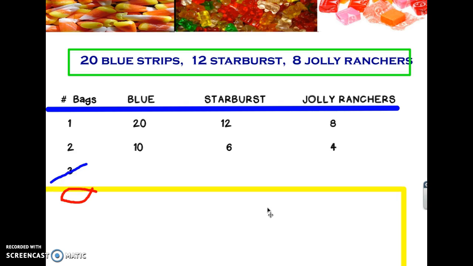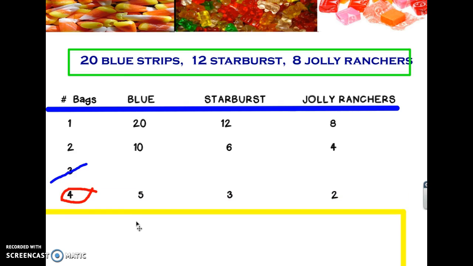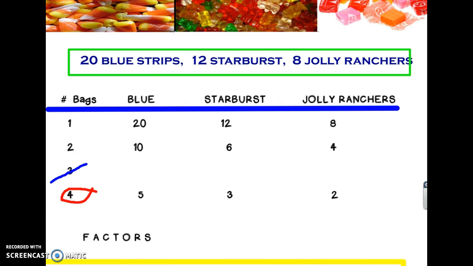We could not make 3 bags because 3 does not go into 20. 20 is not divisible by 3. There would be a remainder. You can't share 20 blue strips equally. And finally, 4. We could make 4 bags with 5 blue, 3 starburst, and 2 Jolly Ranchers. These are called the common factors of 20, 12, and 8. The 4 is the greatest common factor. So that has to do with factors.